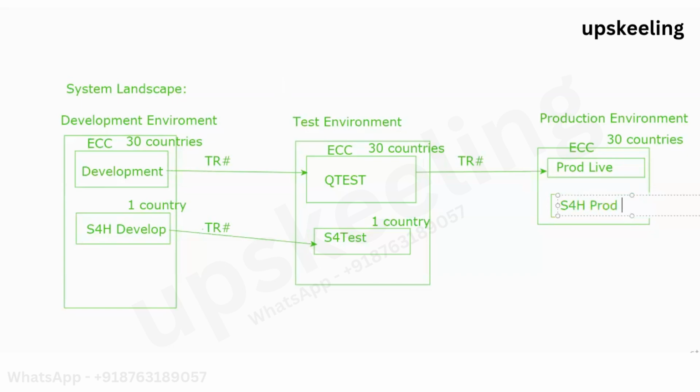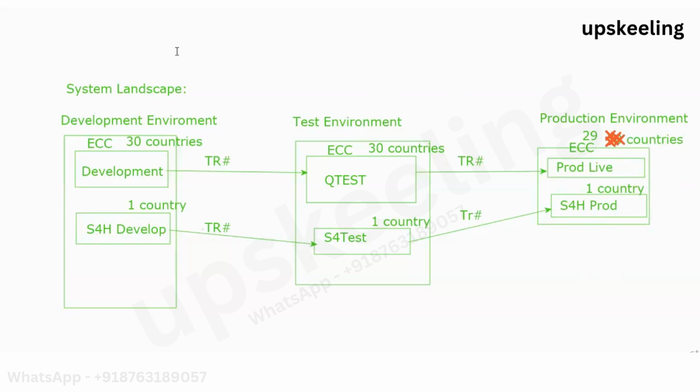S4 HANA production system. Here you create the new production system. This one country's changes are now available in the production system. Now you will train the users of this one country, and the number will change from 30 countries to 29 countries. The 30th country will start performing its operations in S4 HANA. The remaining 29 countries will still use ECC, but the 30th country will start using S4 HANA.